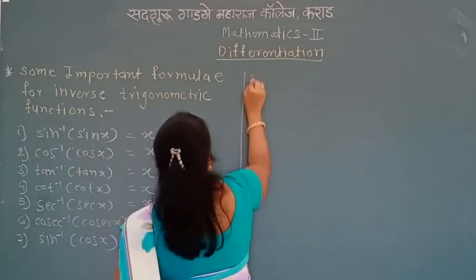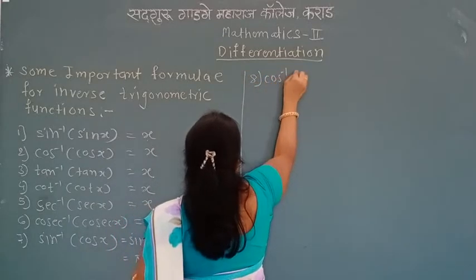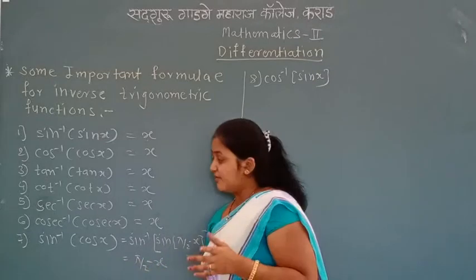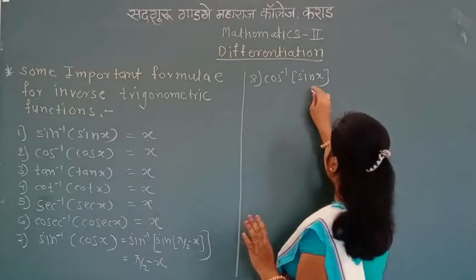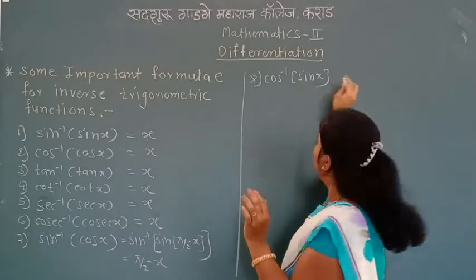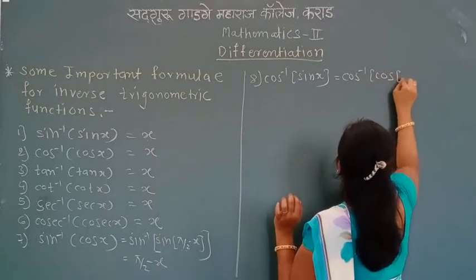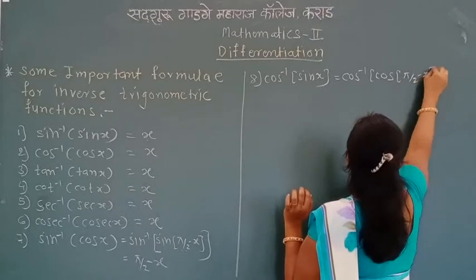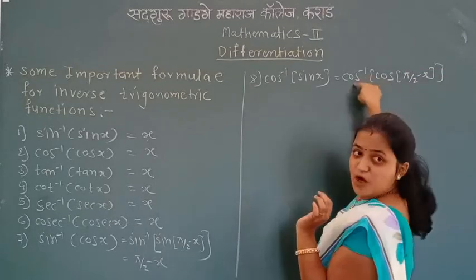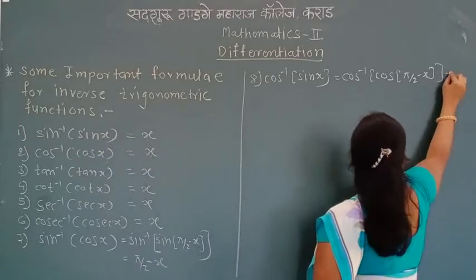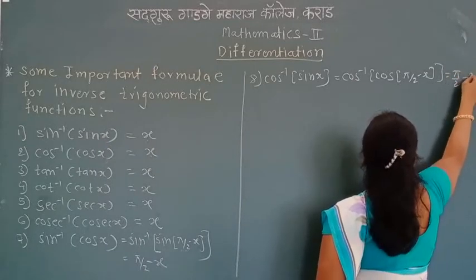Similarly, next formula, cos inverse of sine x. Again this sine x we can convert using the allied angle formula. This sine we can write in cos term. So cos inverse of cos, the angle will be pi by 2 minus x. So we get cos inverse of cos, and again we can write only the angle here. So we get the angle pi by 2 minus x.